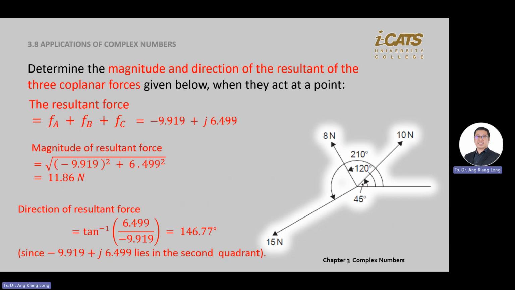Real number, imaginary number. The real number is negative, so this is positive and this is negative. About minus 10, so minus 9 is here. Angle 146. Magnitude is 11.86. Because you draw the diagram.